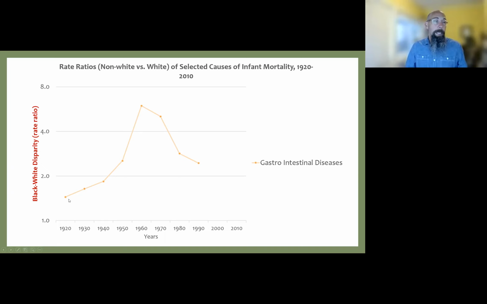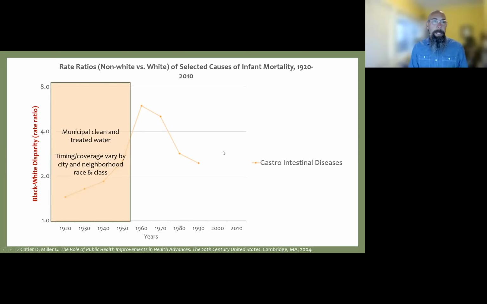So look at this. It goes from basically a very small disparity relatively. So Black and white infants had relatively similar risk of death from gastrointestinal disease, diarrhea, early in the century. But then it shoots up so that the Black-white gap is almost sevenfold in 1960, and then it seems to decline. So what explains that?